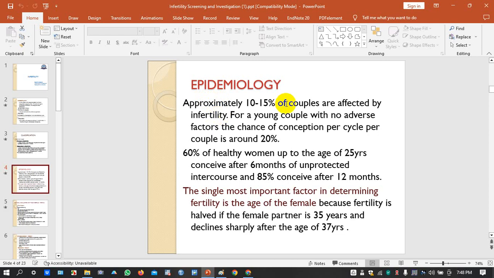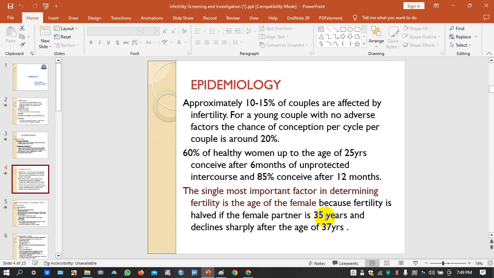Approximately 10 to 15% of couples are affected by infertility. For a young couple with no adverse factors, the chance of conception per cycle per couple is around 20%. 60% of healthy women up to the age of 25 years conceive after 6 months of unprotected sex, whereas 85% conceive after 12 months. The single most important factor in determining fertility is the age of the female, because fertility is halved if the female partner is of an advanced maternal age.